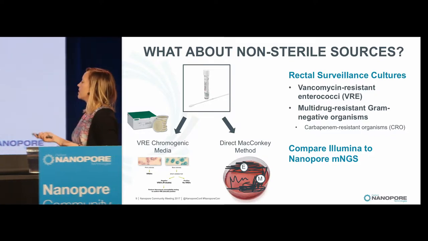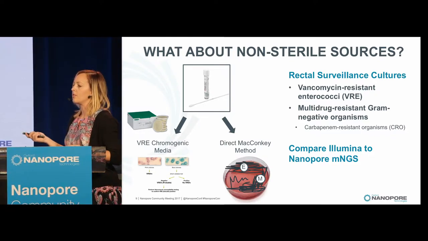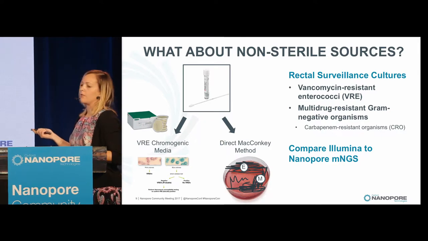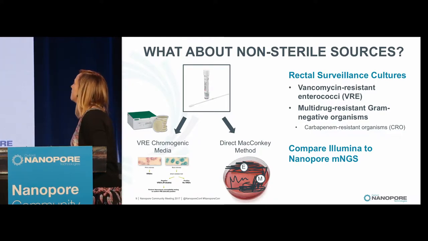And so right now, what we do for standard of care is we use Chromagar for the detection of VRE, and then we use a direct MacConkey plate method. So MacConkey's a selective plate for gram negatives, and we put down carbapenems to look for carbapenem-resistant organisms.